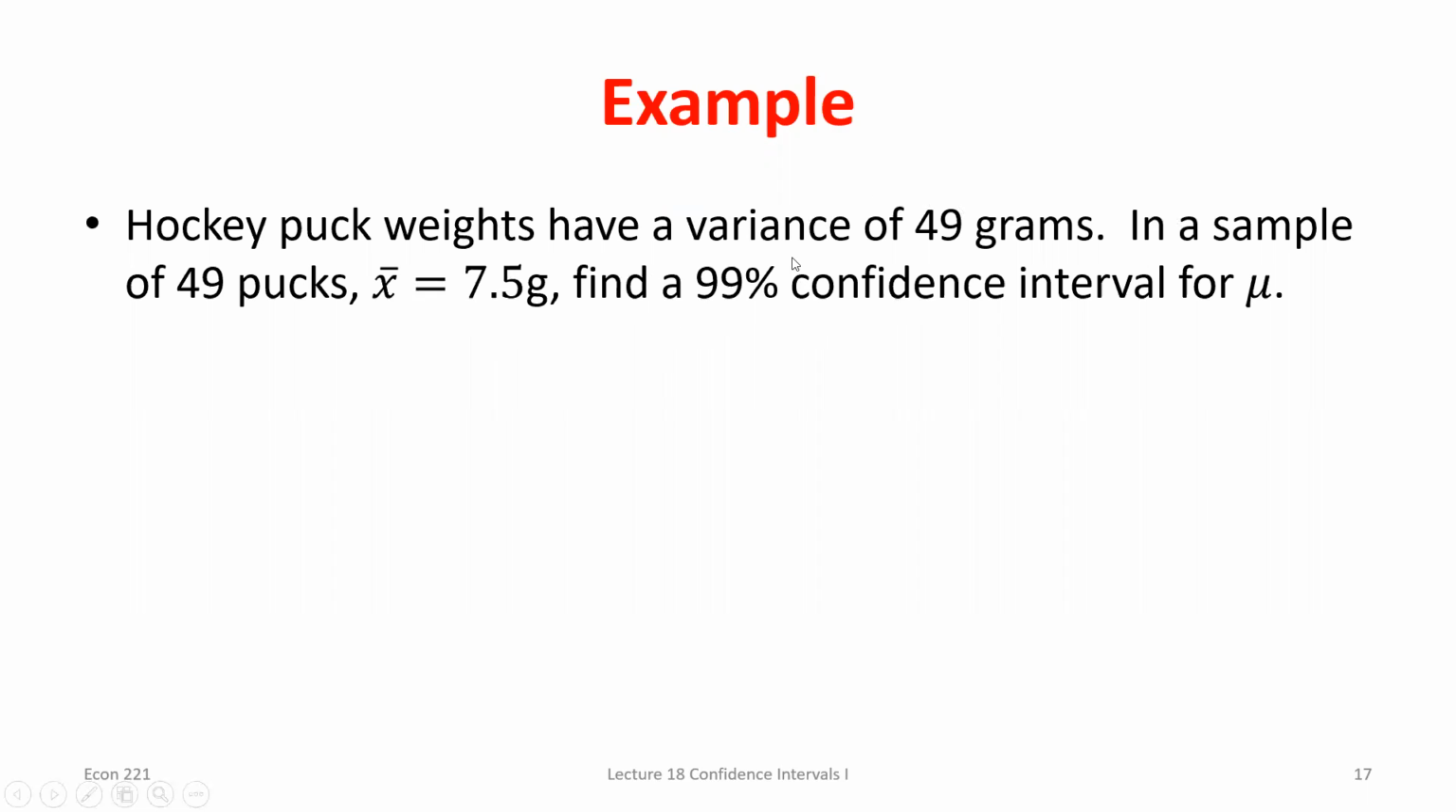So I have the sample size of 49. I find my sample mean of 7.5. If I have the 99% confidence interval, my alpha would be what here? Alpha is just the area outside the interval in decimal form.